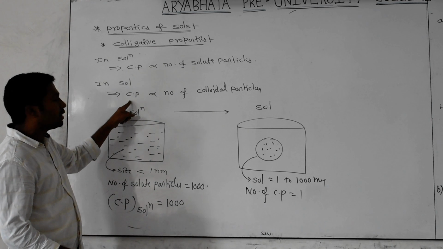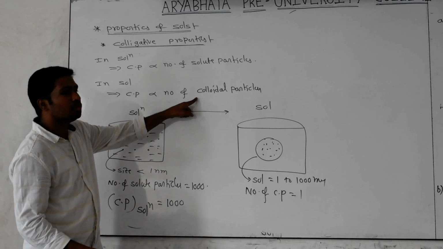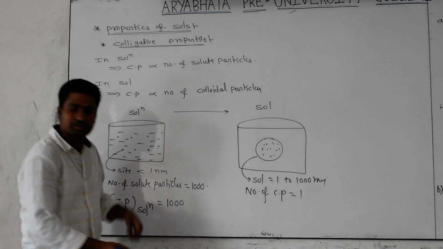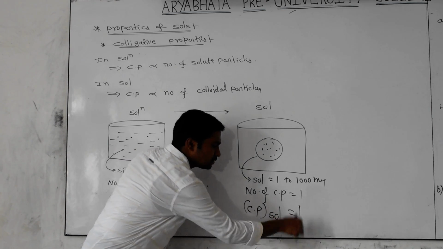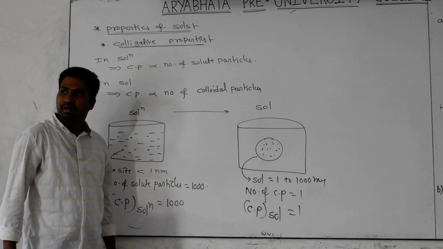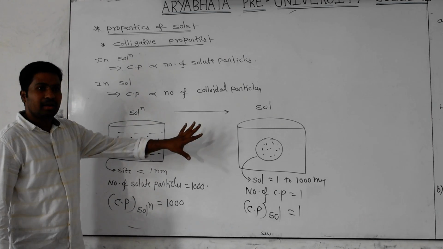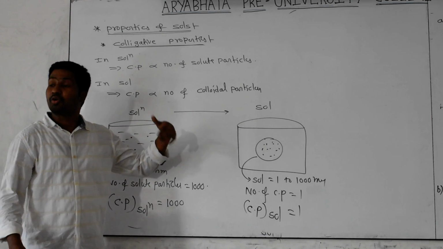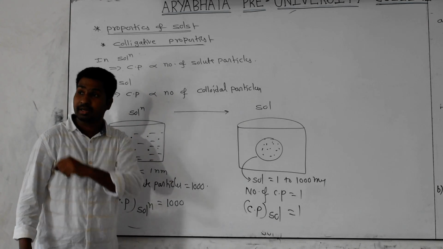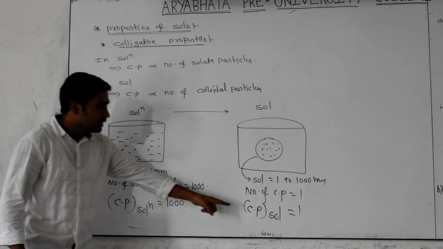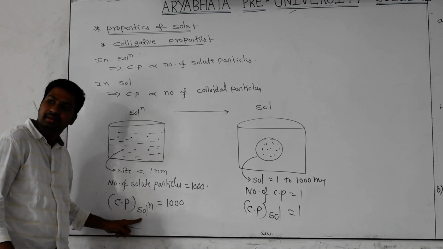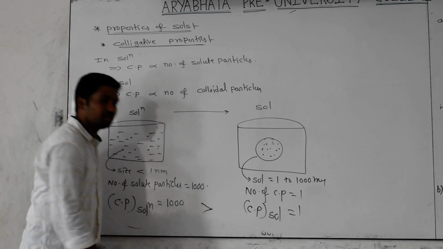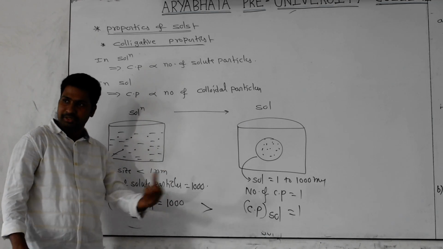In sol, what did I tell you? It is directly proportional to the colloidal particle number. That is why the colligative property in the sol comes to 1. What is the relation here? Same, just the behavior will be changing. The colligative property will be changing. That is why the final conclusion is always that in a sol the colligative property will be lesser than in a solution. That is the one conclusion.